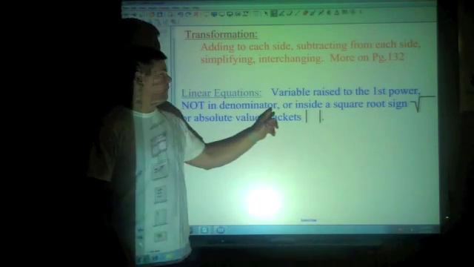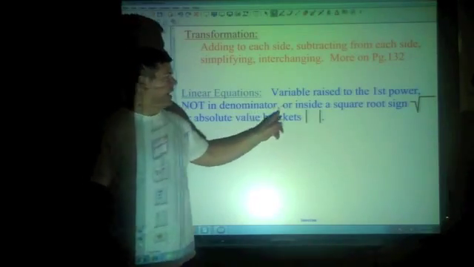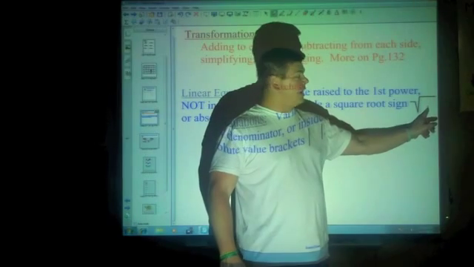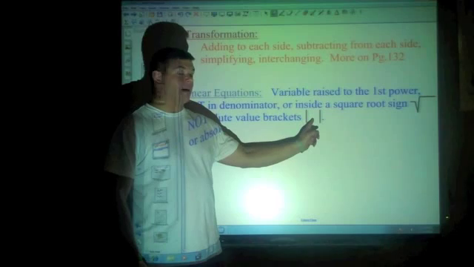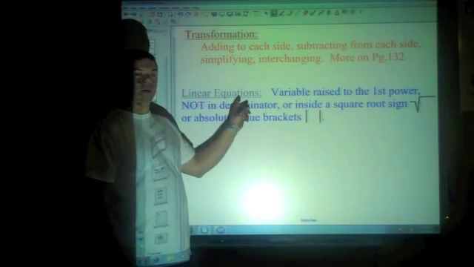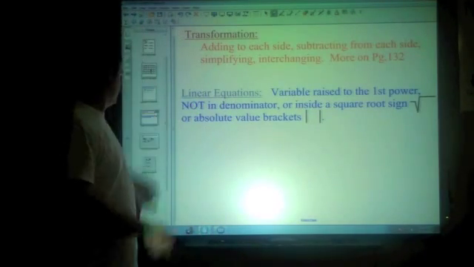It also cannot have the variable in the denominator. In other words, the bottom half of the fraction. It can't have the denominator inside what we would call a radical or a square root sign. So you can't have the variable inside here. And you're not going to have any variables inside absolute value brackets. So if you have any of those situations, you're not dealing with linear. You'd be dealing with something else, quadratics, cubic, whatever.